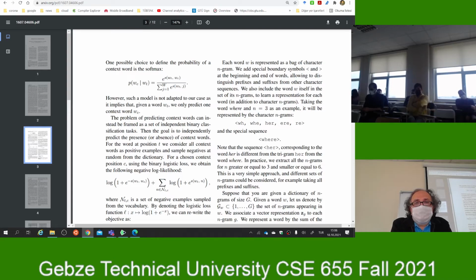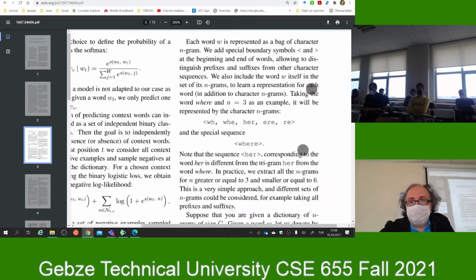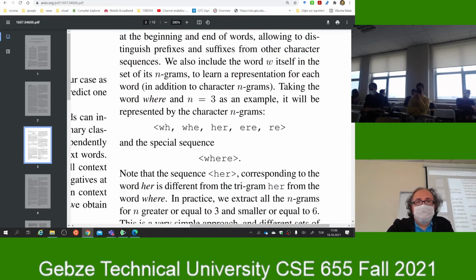For example, for the word where, they have WH, WHE, HER, ERE, and RE. So these are three-letter combinations of the whole word. In English they don't have the syllabification system, the hece system. In Turkish we have it. Without doing the syllables in Turkish, we don't talk, we don't write, right?